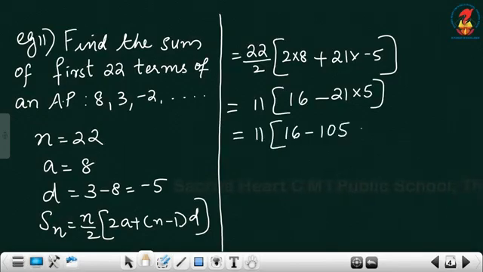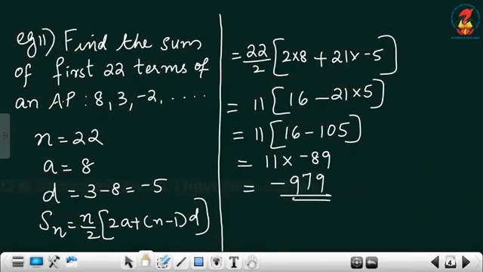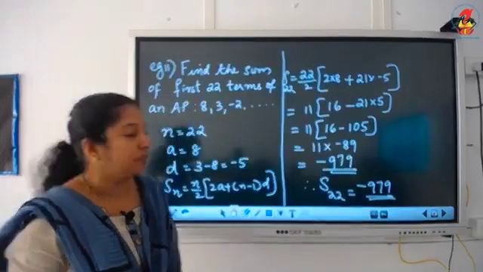which is equal to 11 into 16 minus 105, which is equal to 11 into minus 89, which is equal to minus 979. This is the sum of first 22 terms of this given AP. Therefore, you have to write the final answer. S22 is equal to minus 979. Just application of the formula.